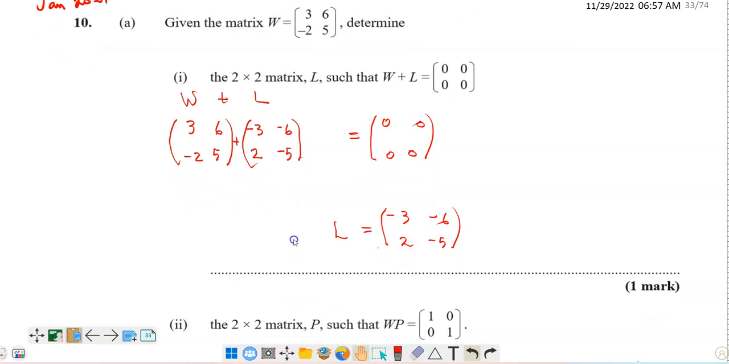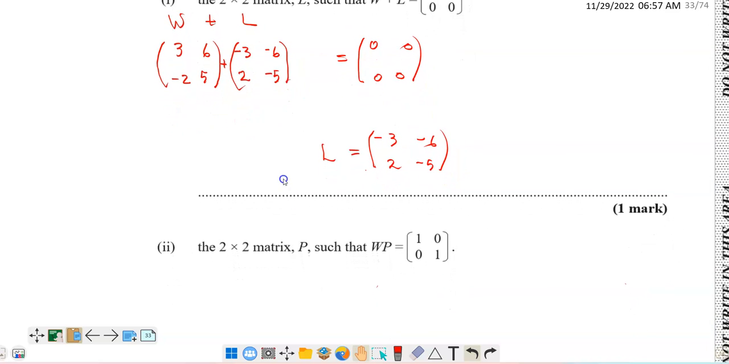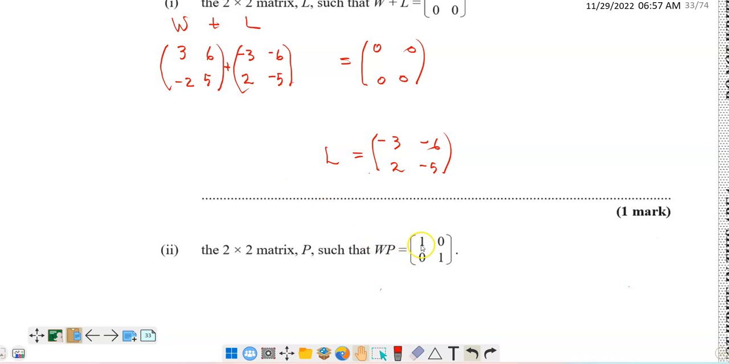Let's go on to part 2. So it says determine the 2 by 2 matrix P such that W times P gives the matrix 1, 0, 0, 1. This matrix here, at this level, if you're studying, you should know that it's the identity matrix. And a matrix times its inverse gives the identity matrix. So all we need to do is find the inverse of the matrix W.